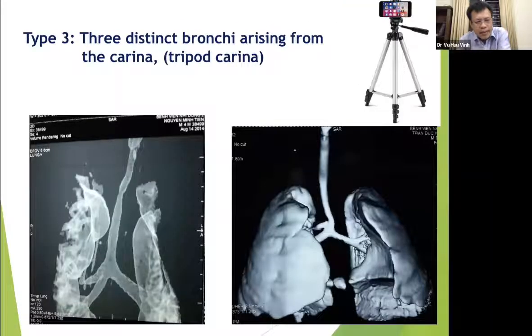In type number 3, you can see three distinct bronchi arising from the carina at the same level, so it looks like a tripod, like the tripod of a camera. Of course, two go to the right side and one to the left side. Of the two on the right, one goes to the upper lobe and the other goes to the middle and lower lobe, the same as the previous type.